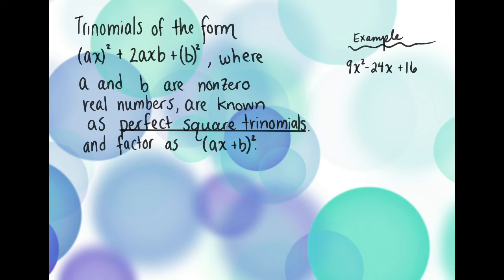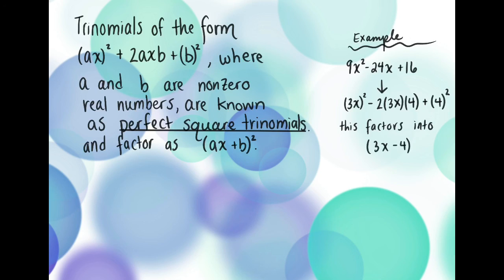So here's our first example, 9x squared minus 24x plus 16. So if I want to check to see if it's a perfect square trinomial, I want to check to see if that first term is a square, which 3x squared will give you 9x squared. And then in the middle, I should have 2 times that ax, and in this case would be 3x, and then times the square, the b squared, which is 4. So notice that it does match, just like how we had the general form.